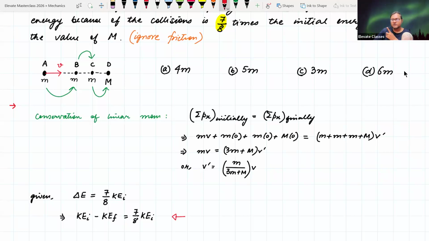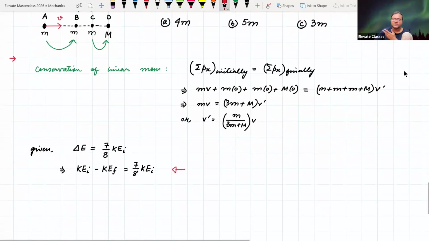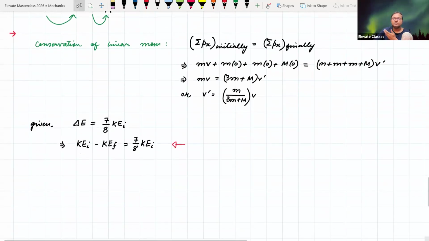For the loss of energy, because यहाँ पे कोई potential तो है ही नहीं. This is an isolated system experiencing collisions. So the only energy here is kinetic energy. So the total initial kinetic energy minus the total final kinetic energy, which represents the loss in energy, is equal to 7.8 times the initial kinetic energy. That's it. You just solve it, you will get the answer. Conceptually इससे ज़्यादा और कुछ है नहीं यहाँ पे.